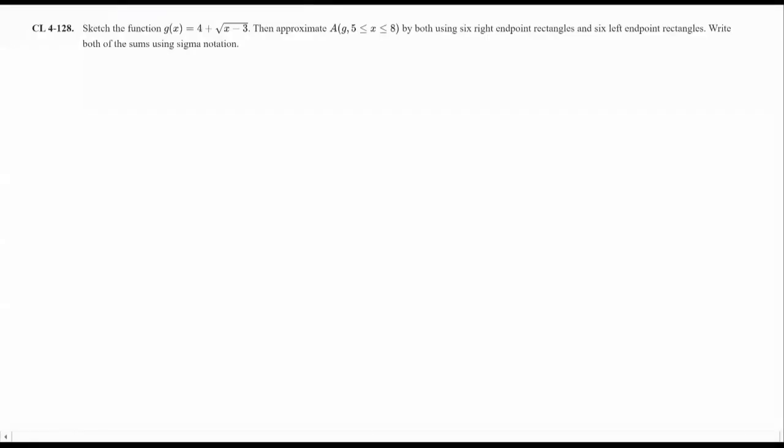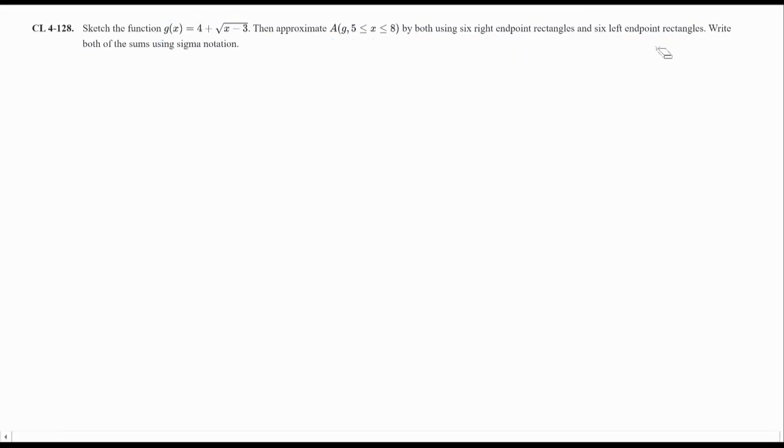Here we're asked to sketch the function g of x, then approximate the area under the curve for function g between 5 and 8 by both using 6 right endpoint and 6 left endpoint rectangles. Write both of the sums using sigma notation. Okay, so lots to do in this here.